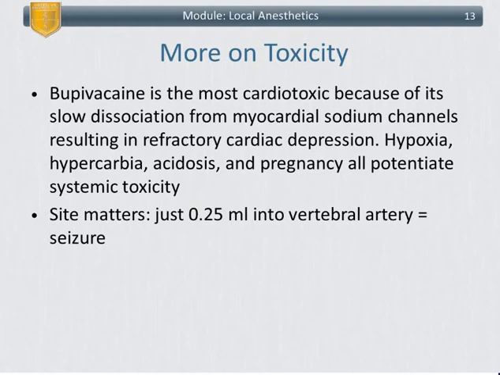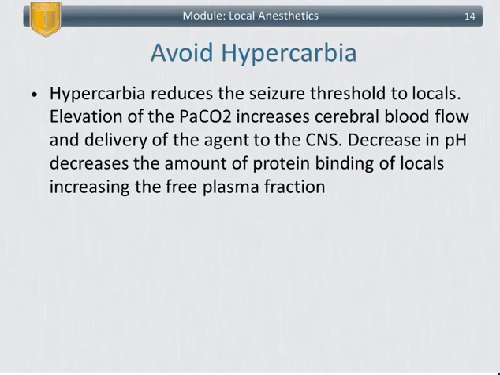Hypoxia, hypercarbia, acidosis, and pregnancy all can increase the risk of toxicity. And again, site matters. Just 1/4 of a cc into a vertebral artery will lead to seizures. Hypercarbia reduces the seizure threshold to local anesthetics. Elevation of PaCO2 increases cerebral blood flow and delivery of the local anesthetic to the brain. A decrease in pH decreases the amount of protein binding, so there's more free-floating local anesthetic in the plasma. So you want to avoid hypercarbia.